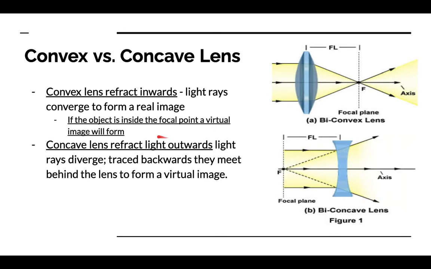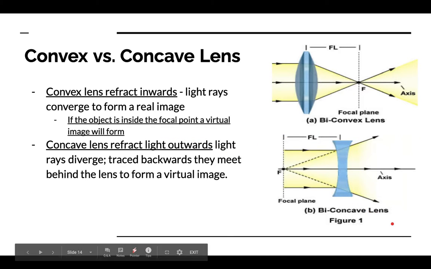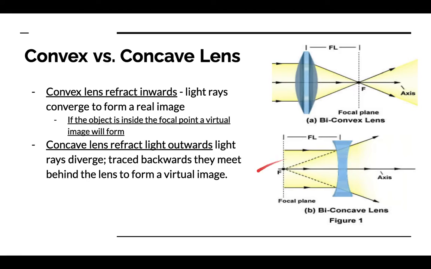All right, if you're a little bit confused about that, just take it at face value. We're going to start from face value and dig deeper from here, okay? The difference with a concave lens is that a concave lens will refract light outwards, like we see right here, and like was explored in our lab. Thus, the light rays will diverge. In order to see what our image looks like, we have to trace our light rays backwards behind the lens to form a virtual image.